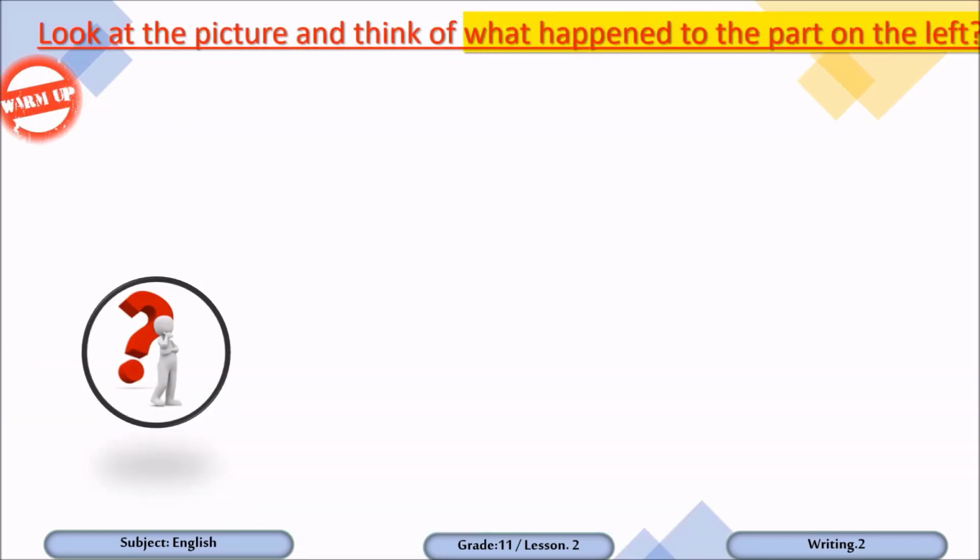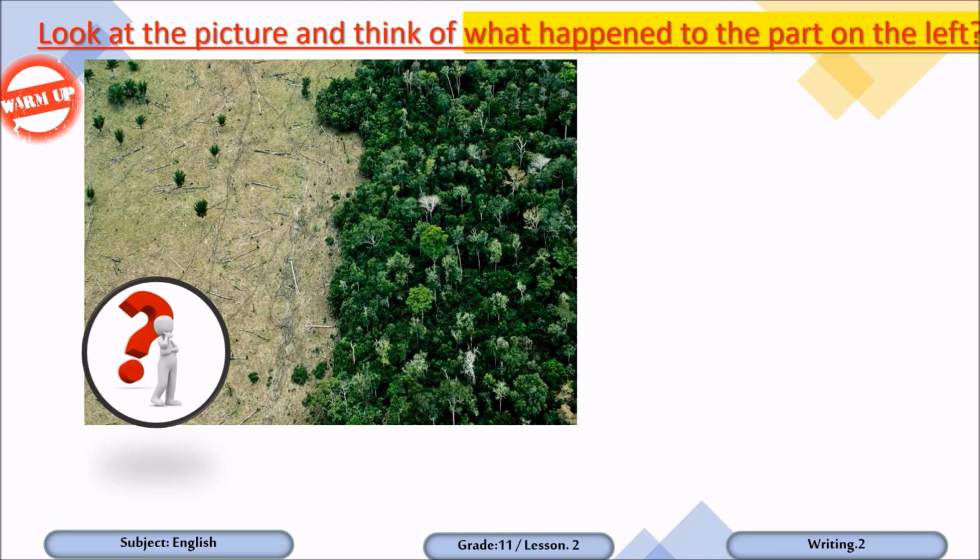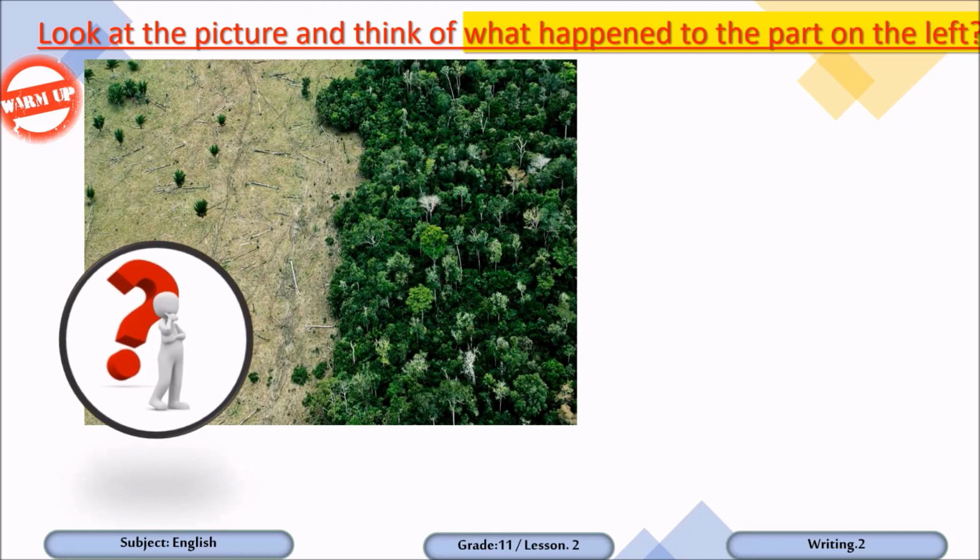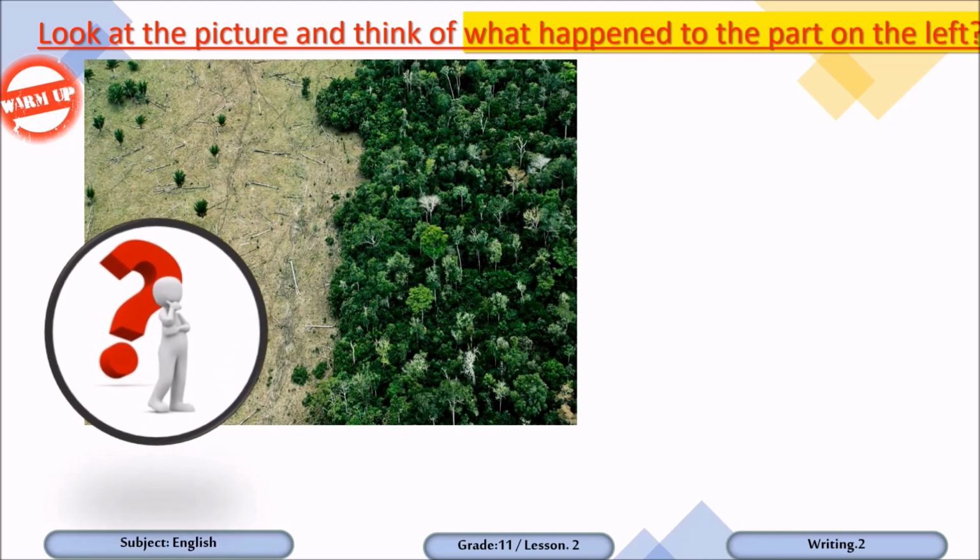Dear students, look at the picture carefully and think, what happened to the part on the left? We can find out that the green areas have completely disappeared. So, can you think of some of the reasons behind this disappearance?